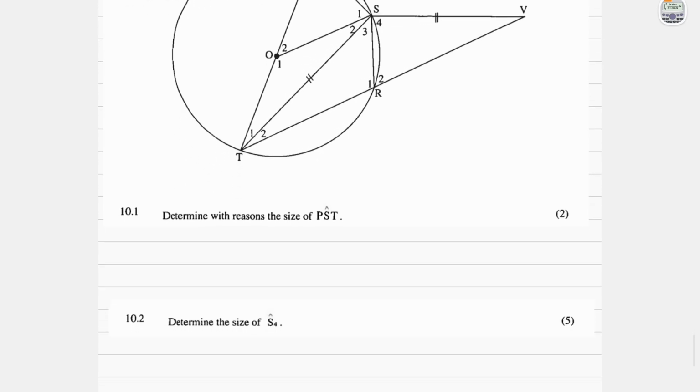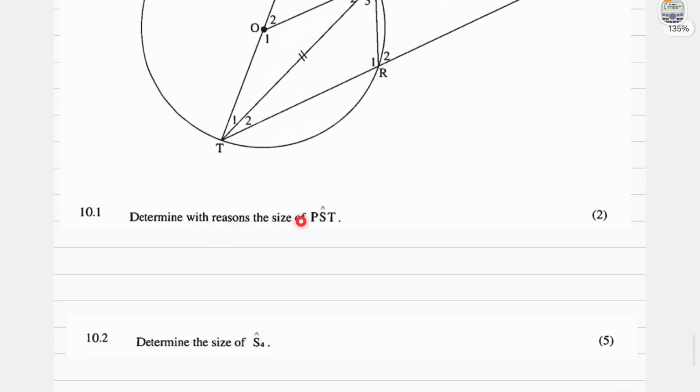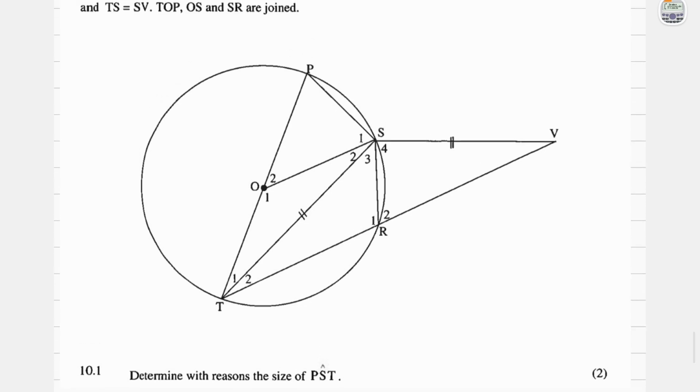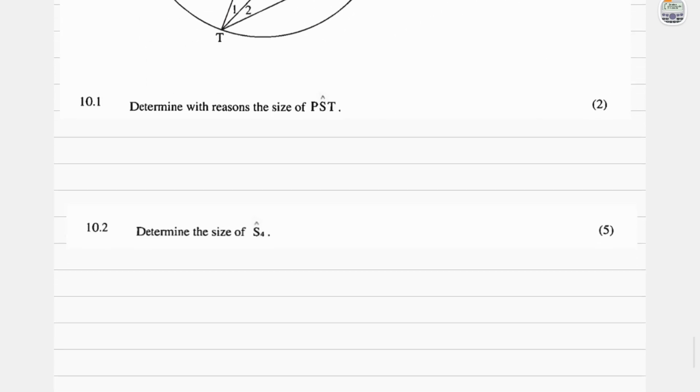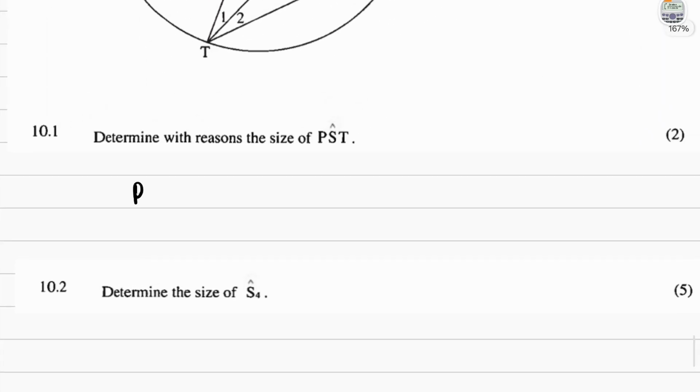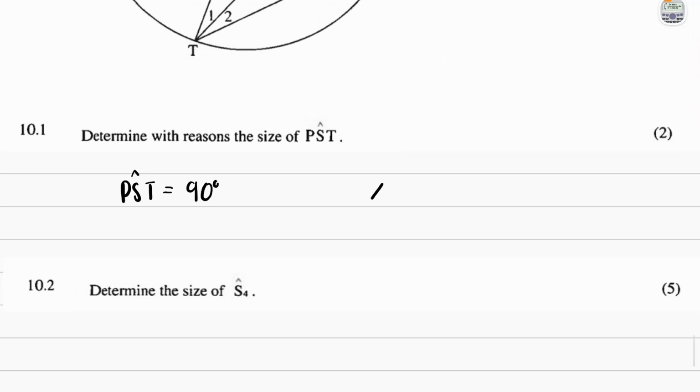The first question, 10.1, asks us to determine with reasons the size of angle PST. Okay, so we're trying to find the size of this angle over here. Now, notice that this angle is being supported by a diameter, because it passes through the center of the circle and touches the ends of the circumference as a straight line. So angle PST is simply equal to 90 degrees, and this is because of the angle in a semicircle. And that is our answer.